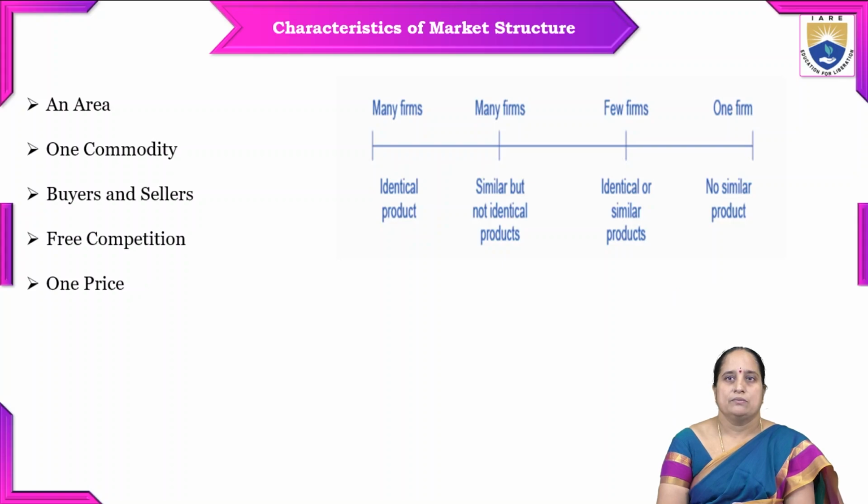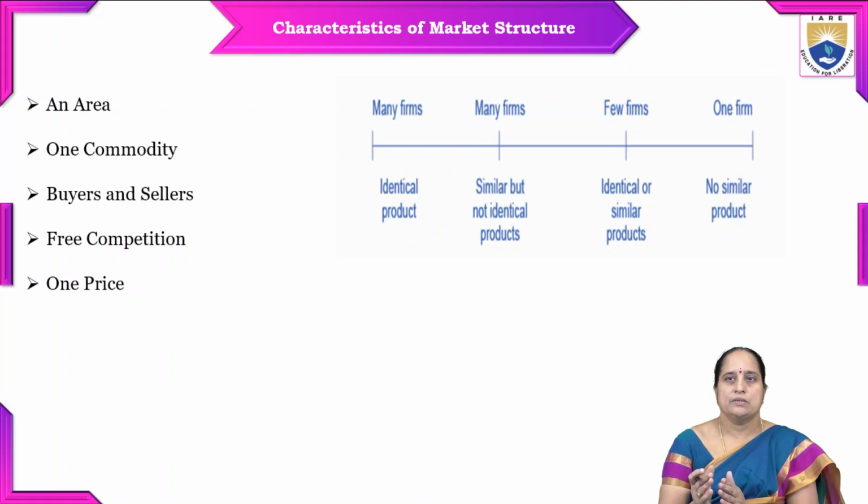Based on that, we'll decide the market structure. Based on the commodity, the number of buyers and sellers, and the competition, whether it is free competition or there will be tough competition among the players in the markets, and it depends on the price also.